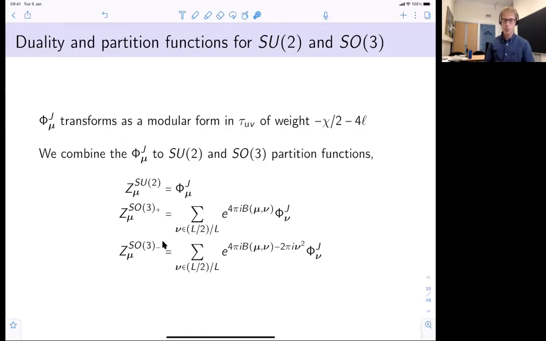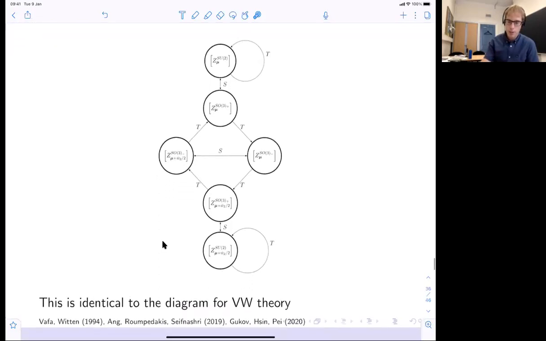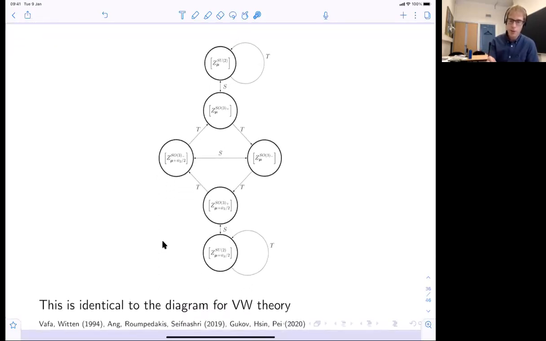Now, in order to display the duality transformations, it's useful to make these so-called SU2 and SO3 partition functions in the following way. There's an SU2 partition function with flux mu, and then the SO3 partition function is the sum over all the fluxes. And there are two versions of this, an SO3 plus and SO3 minus, which differ by this quadratic term in the 't Hooft flux. So this is the definition of the SO3 minus partition function. Then we can make the following duality diagram for these theories.